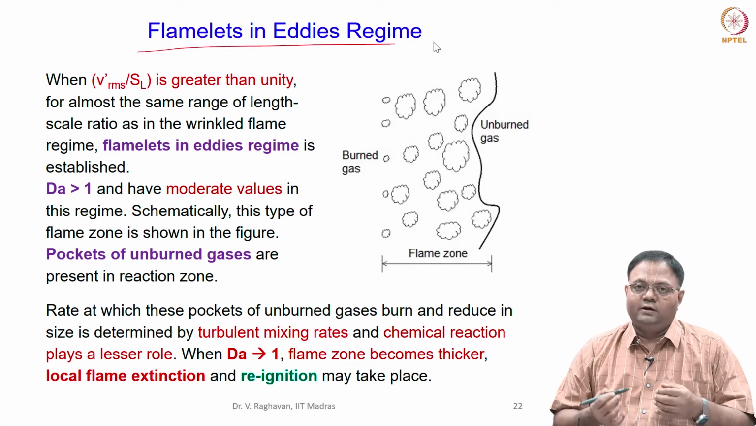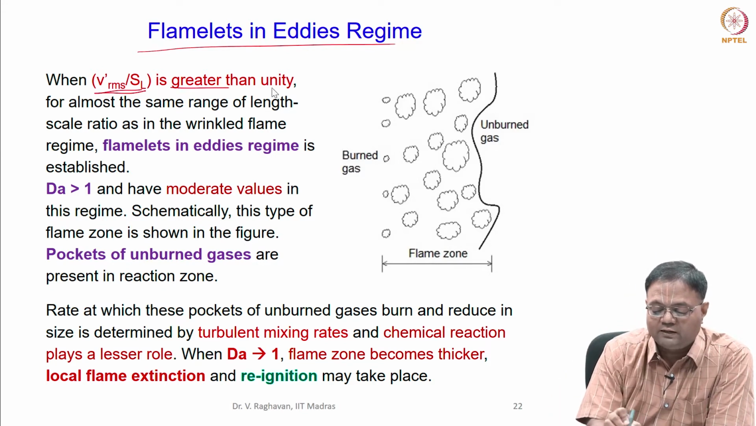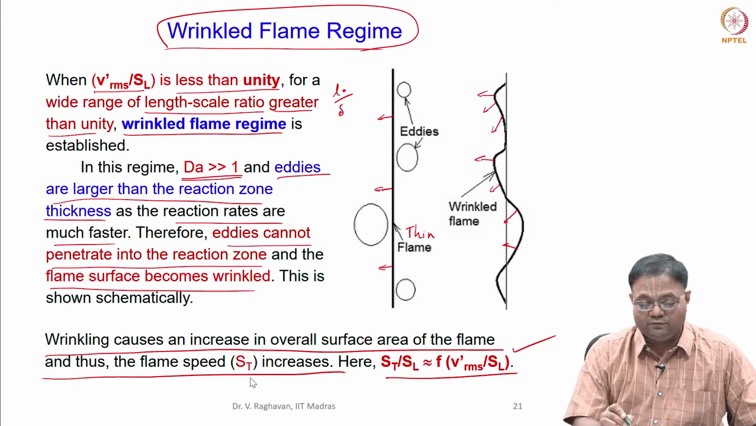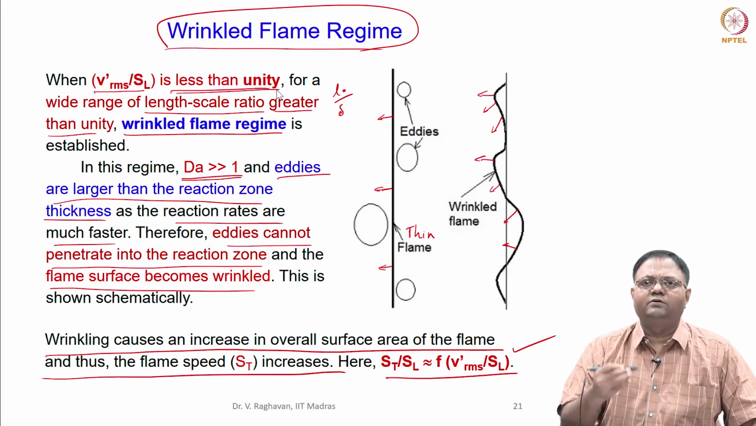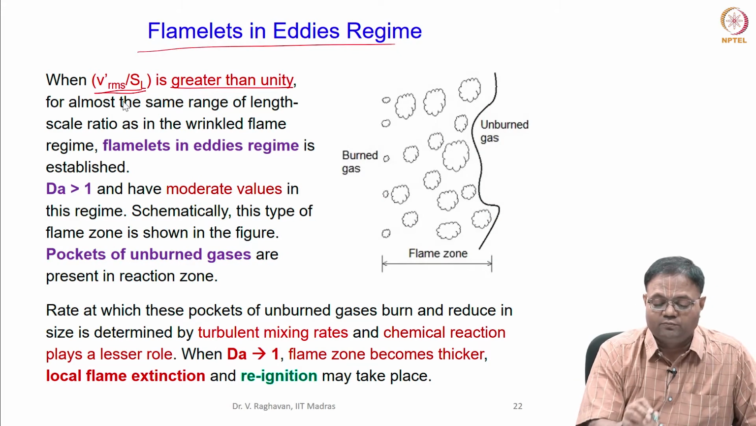So, now the turbulent intensity is increased. The relative turbulent intensity is greater than unity. In the first case what we have seen is less than unity, correct? Turbulent intensity is smaller, laminar flame speed is higher. Now, intensity I increase so that it becomes greater than unity.